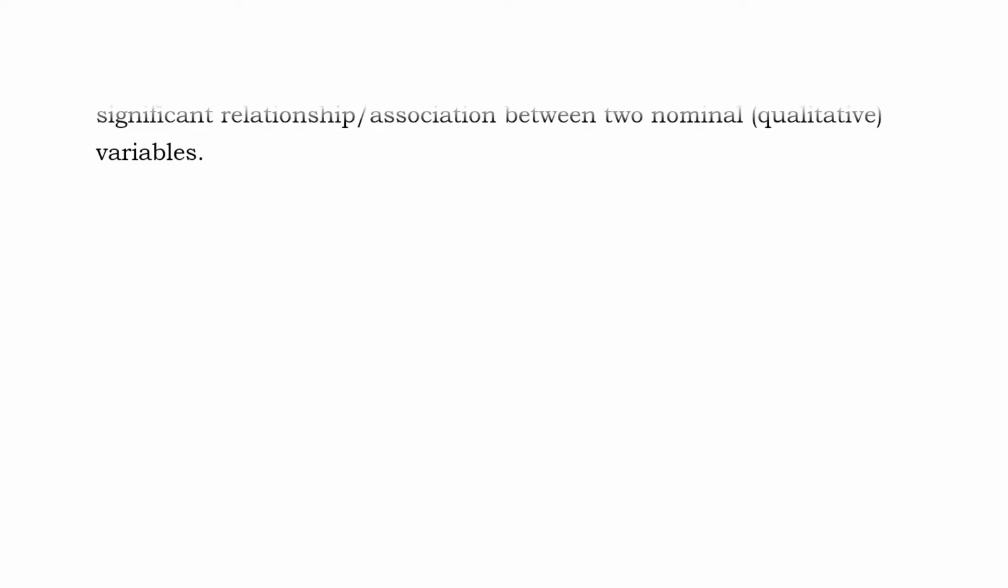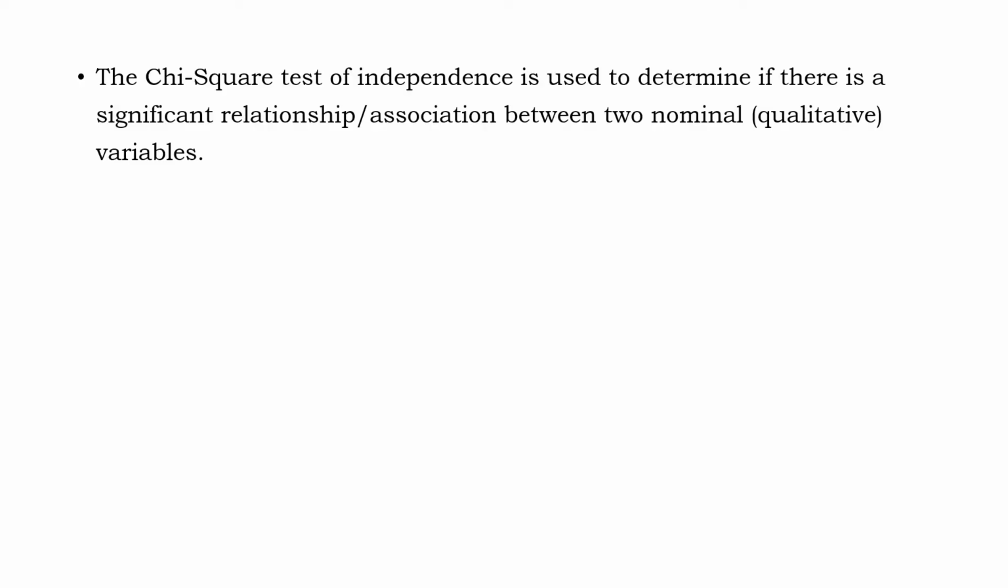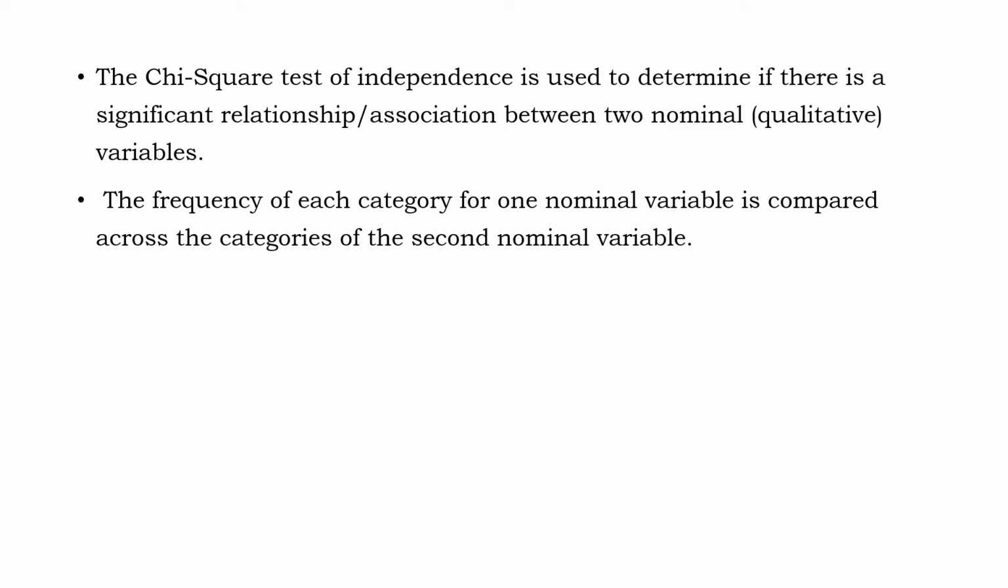Moving on, the chi-square test of independence is used to determine if there is a significant relationship or association between two nominal variables. It's also known as categorical variables or qualitative variables. The frequency of each category for one nominal variable is compared across the categories of the second nominal variable.